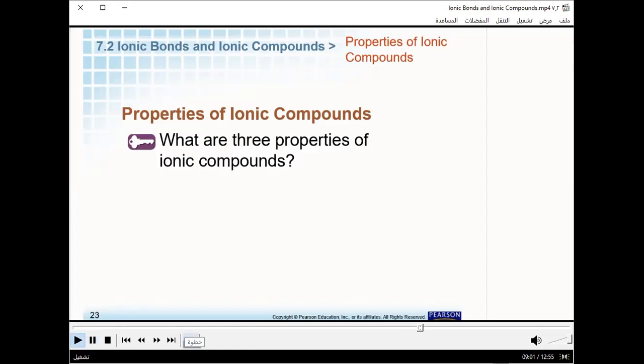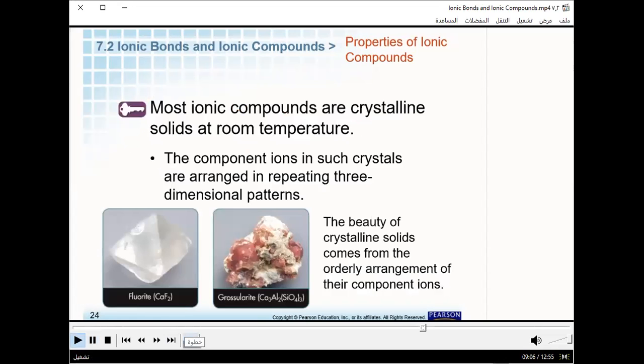Let's discuss some general properties of ionic compounds. Most ionic compounds are crystalline solids at room temperature. The component ions in the crystals are arranged in repeating three-dimensional patterns. We looked at a slide earlier that showed this for sodium chloride, that the sodium ions and the chloride ions were in a cube-shaped arrangement of alternating positive and negative ions.